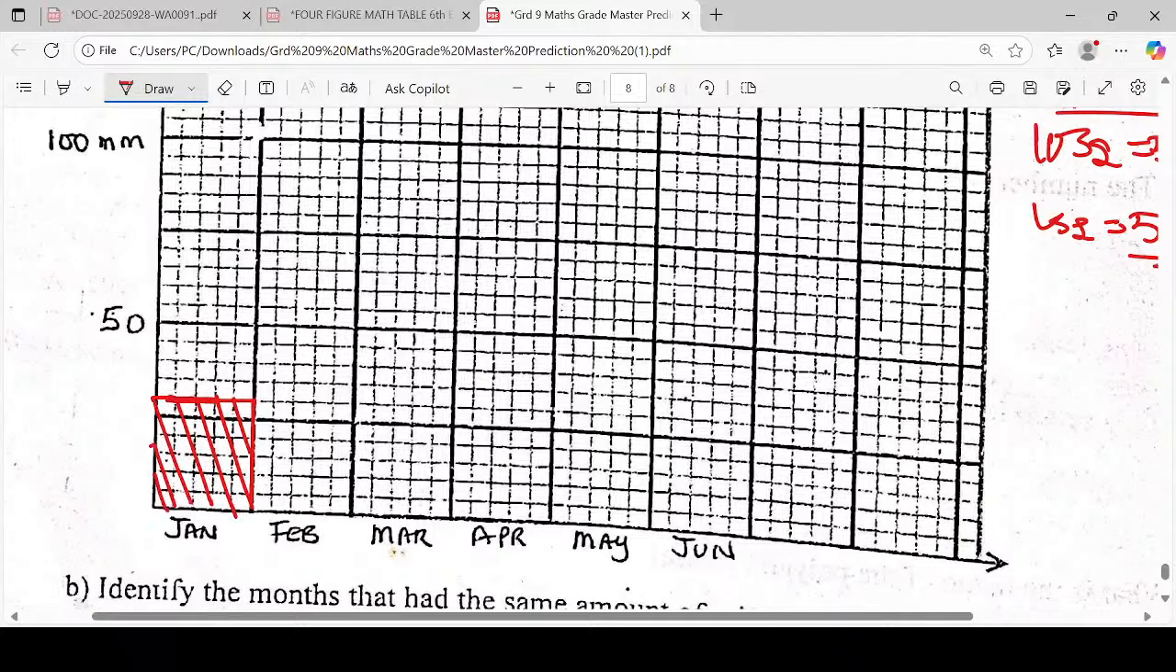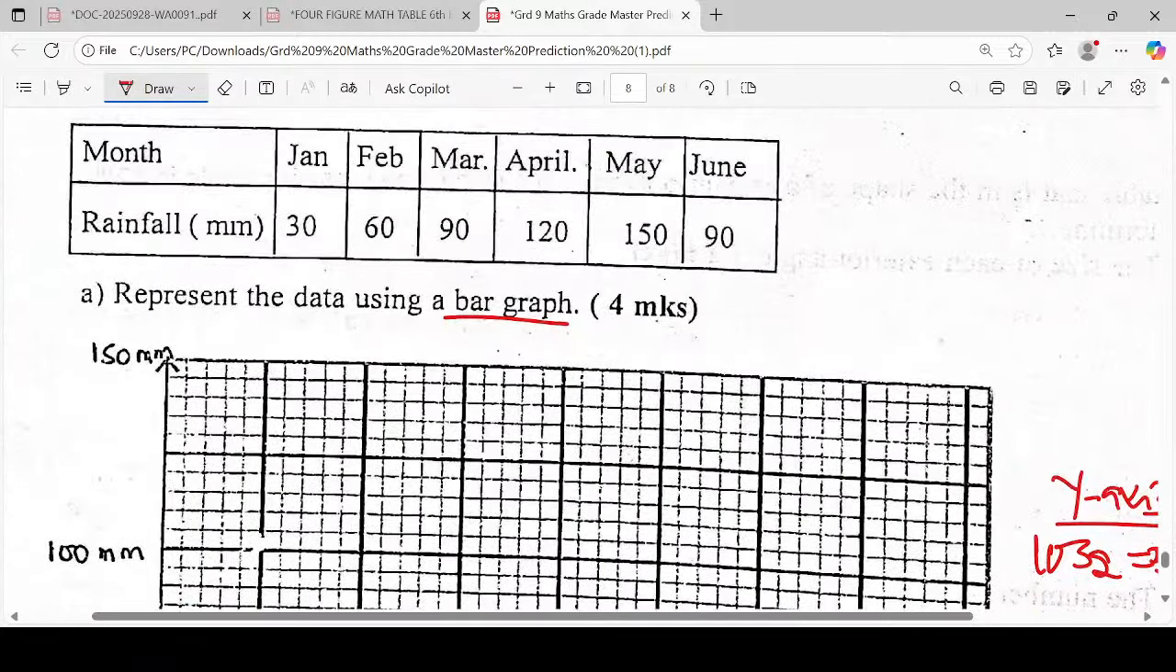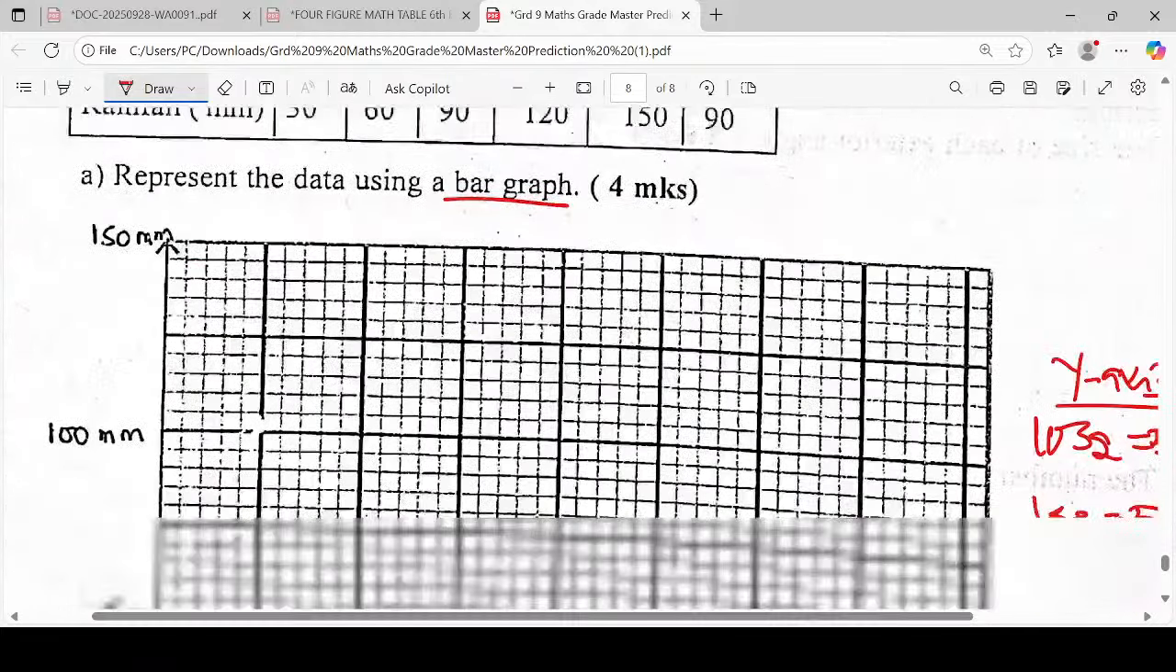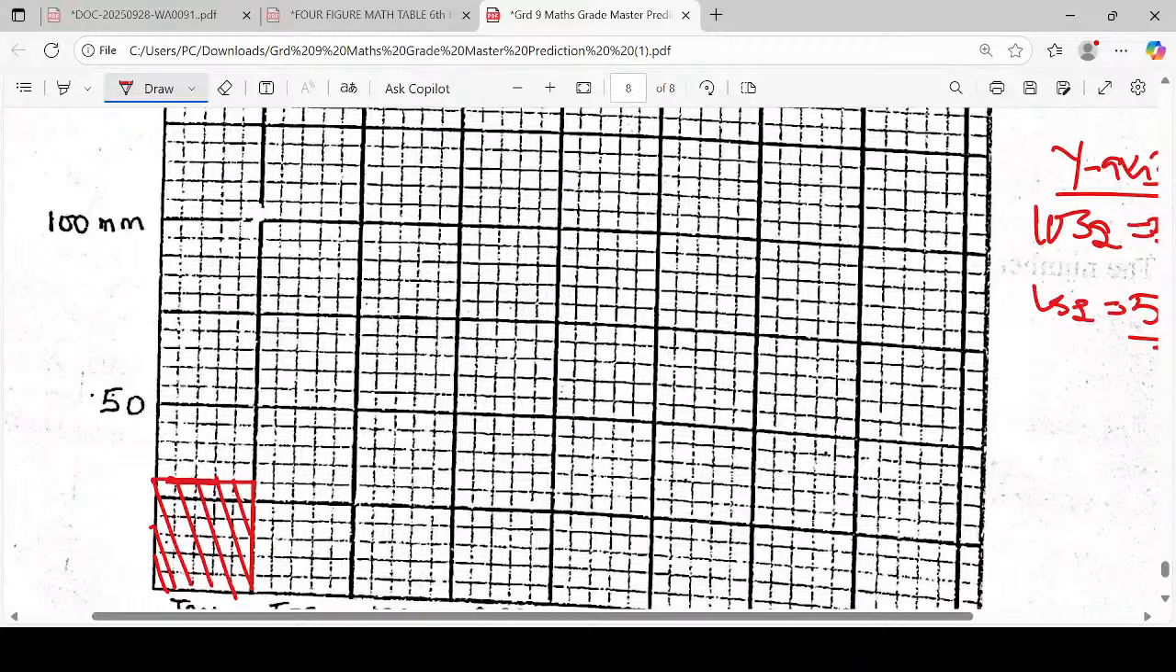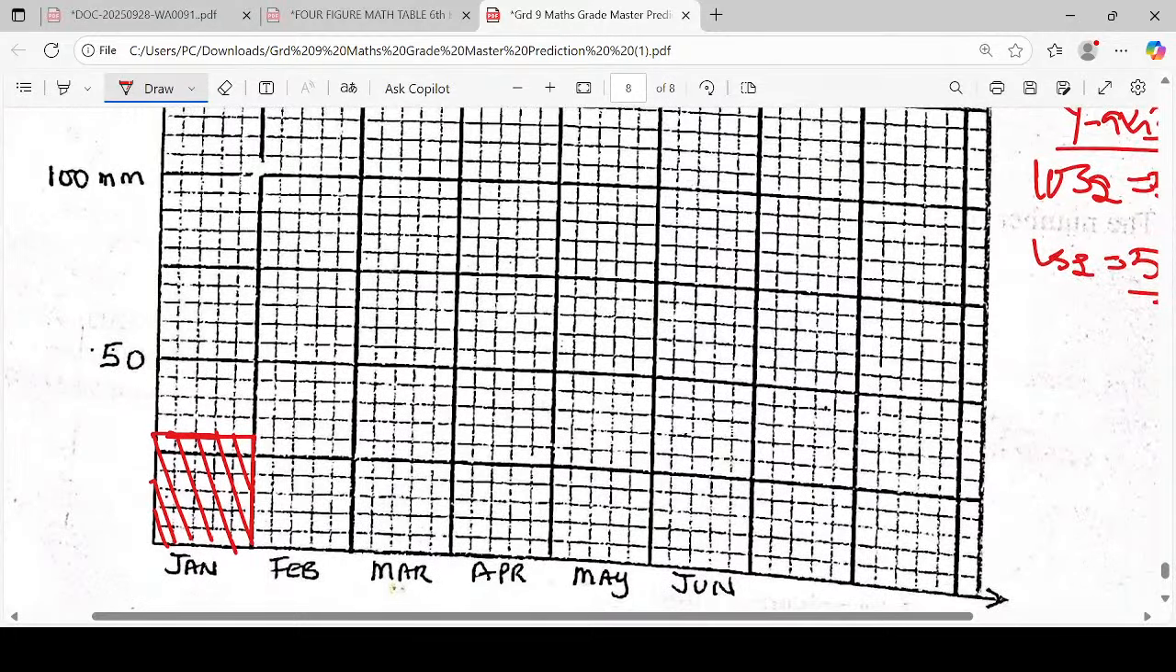That is 30. February, it is at 60. February, you can see it is at 60. 60 divided by 5 means 12 small squares. February is here at 60. Then now you complete it. We are done with February.